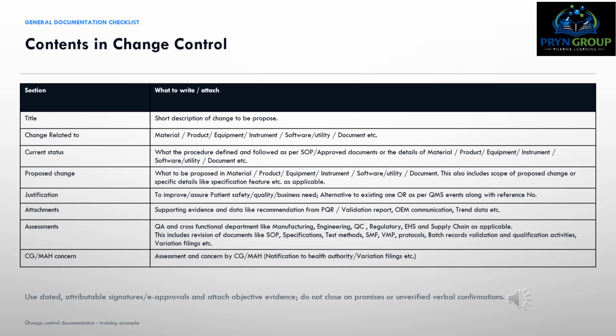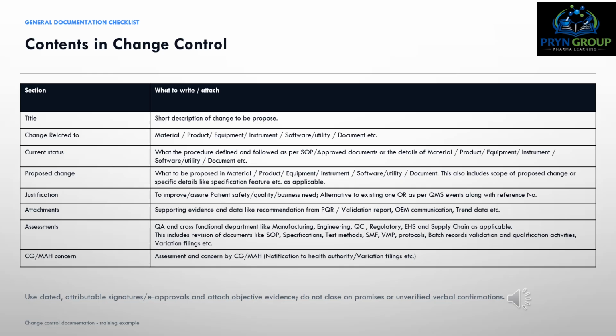Then we have to give justification for the proposed change: on what basis we are proposing the change, or why we are proposing this change. To improve or assure patient safety, product quality, business need, or an alternative to the existing one can be given here, or as per a QA requirement, like suppose we have proposed a CAPA. If there is a reference document number, then we have to give it here for easy traceability.